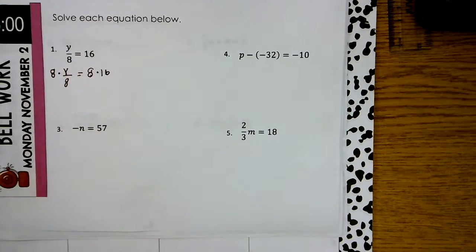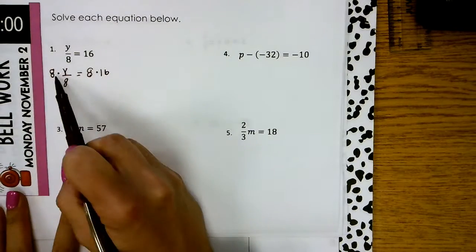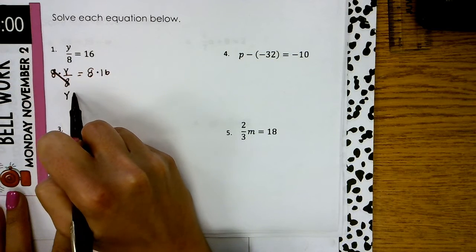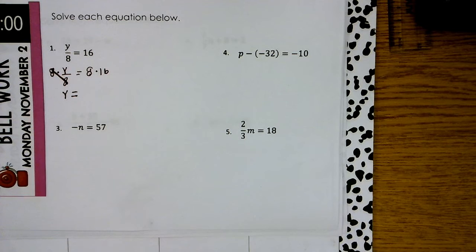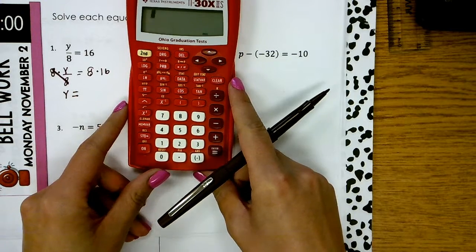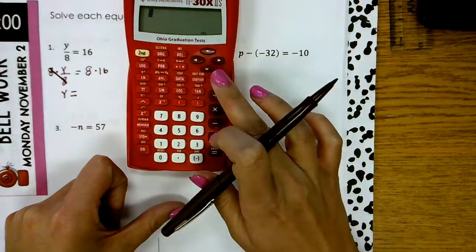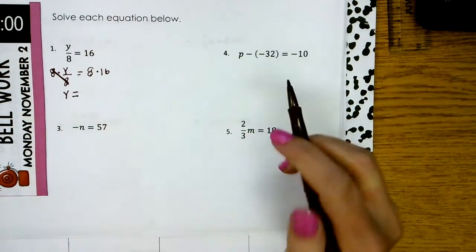Because remember, whatever you do to one side of an equation, you have to do to the other. On the left-hand side, these 8s are going to make a giant 1, so they're going to cancel out. And we're going to get y equals, and now we have to do 8 times 16. Again, that's something that you can use your calculator for, or the Desmos calculator. On my calculator here, I'm going to do 8 times 16, and I get 128.